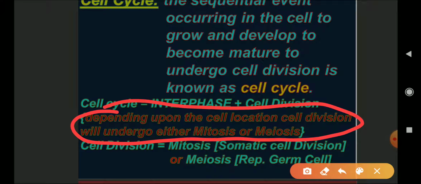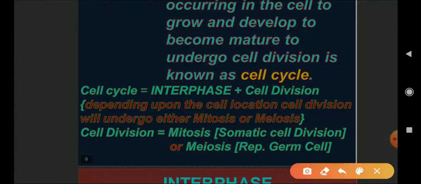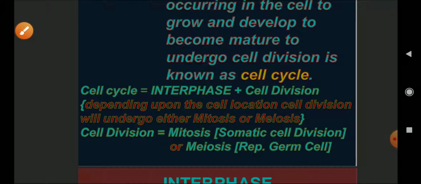One thing is that in cell division, it depends upon the cell location. Cell division will undergo either mitosis or meiosis. Mitosis, then it is a somatic body cell, and meiosis, then it is a reproductive germ cell. When I say somatic body cell, that means it is related to skin, tongue, and meiosis is related to the reproductive germ cell. That is, for plants it is androecium and gynoecium, and for humans or mammals it is sperm cells and ovary cells, or you can say germinal layer cells.